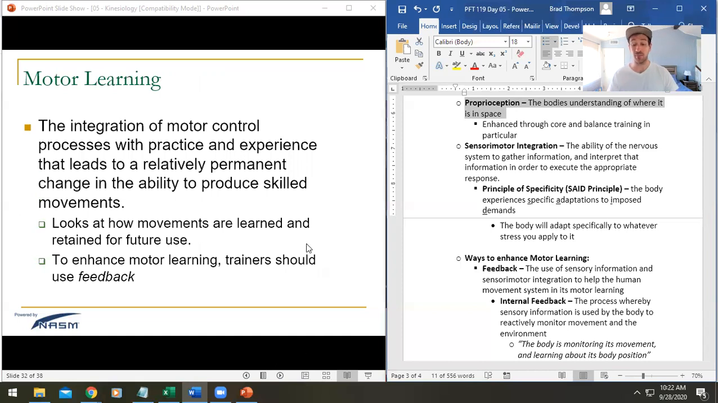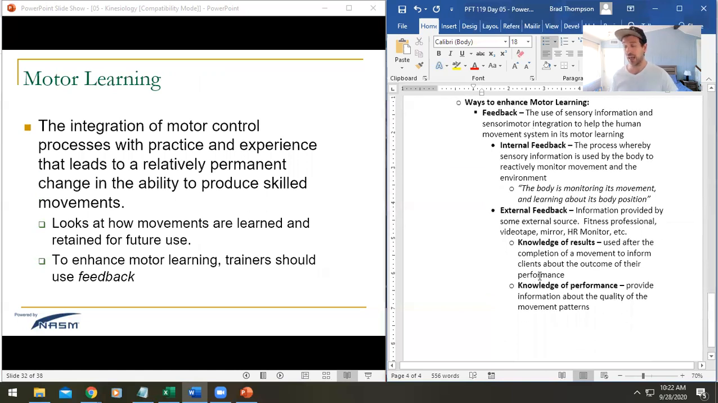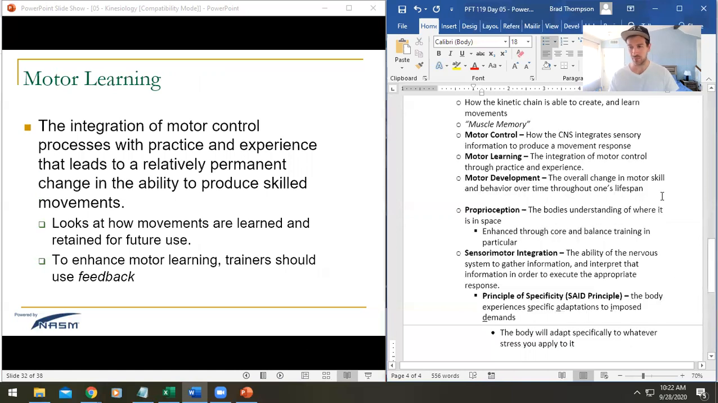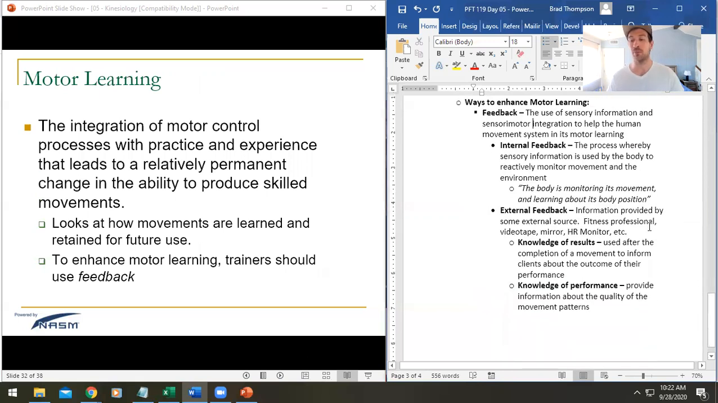All right, so when we look at motor learning, and we look at how we learn all these new movements, how are we going to do it? If we're training a client, how are we going to help them learn movements the appropriate way? If we go back to motor learning, it's up here: integration of motor control through practice and experience. How are we going to apply effective practice? How do we practice the way we're supposed to? Well, that's where we look at how movements are learned, and we use feedback, right?